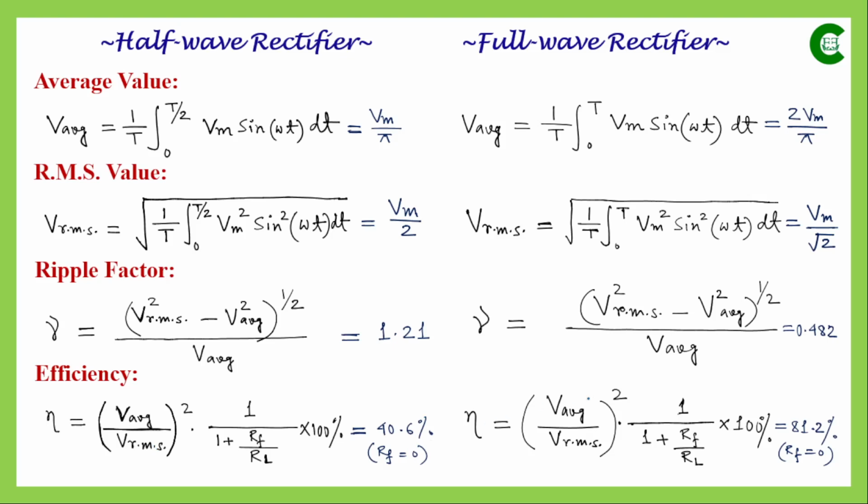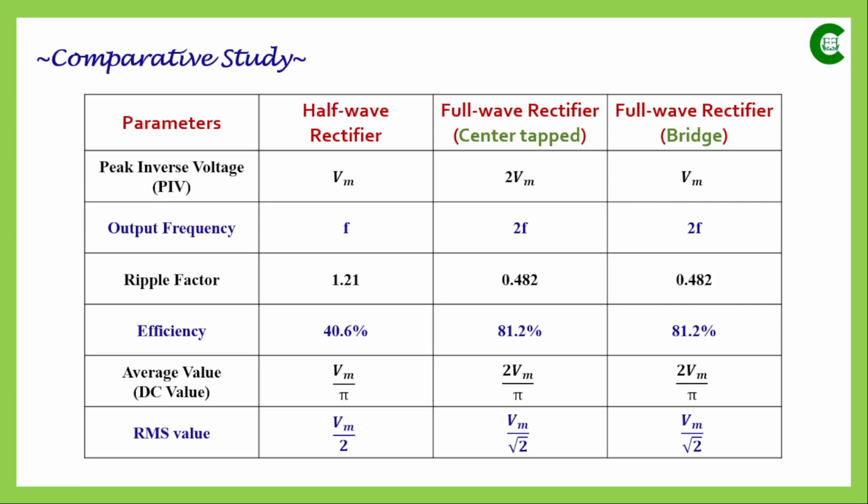Now the same thing is applicable for full wave rectifier also. It has its own average and RMS value, and also we are assuming that the resistance of forward bias diode is 0, and this time the efficiency is 81.2%. That means the efficiency of a full wave rectifier circuit is twice the efficiency of the half wave rectifier circuit. Now this is a comparative study of all the important parameters for half wave rectifier, full wave rectifier of center tap type, and full wave rectifier of bridge type, which we will be seeing in the next class.